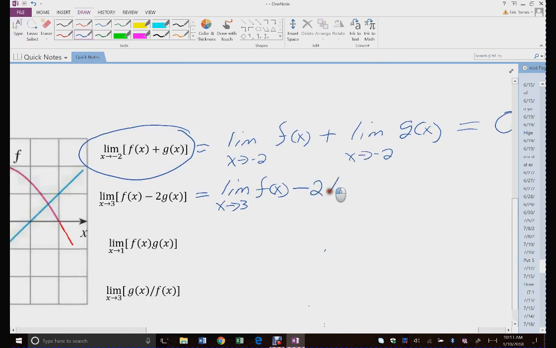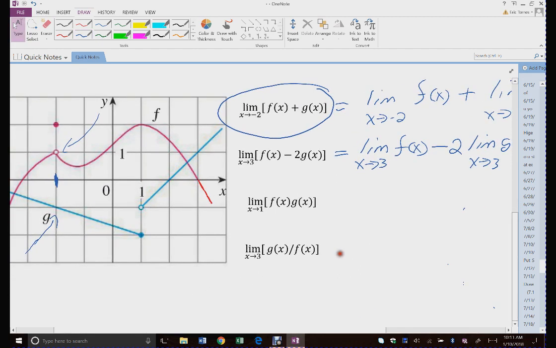So I have 2 times the limit of g of x as x approaches 3. So I'm going to come over here and look at my graph and see where x is at 3. So we've got 1, 2, 3. I'm going to look at my two functions.